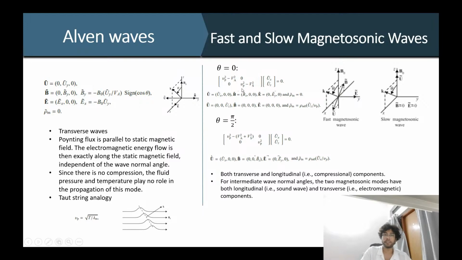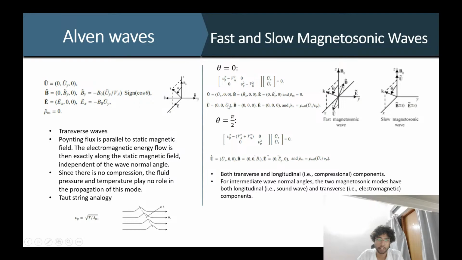And these two represent the fast and the slow magnetosonic waves, depending on whether Va is greater than Vs or Vs is greater than Va, like we discussed earlier. Doing a similar analysis like we did for the Alfvén waves, we can get the magnitude and direction of the magnetic field, the electric field and the density. One thing to notice is that for theta equals 0, this is a completely electromagnetic wave solution because it has no compression, similar to Alfvén waves.